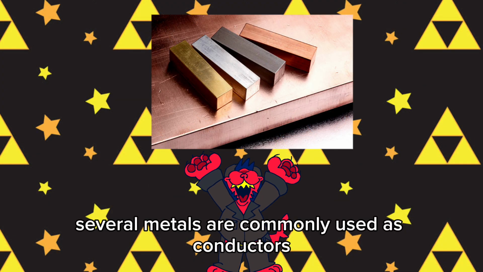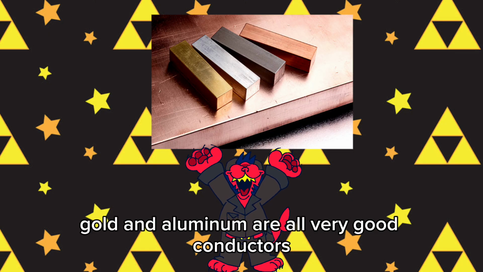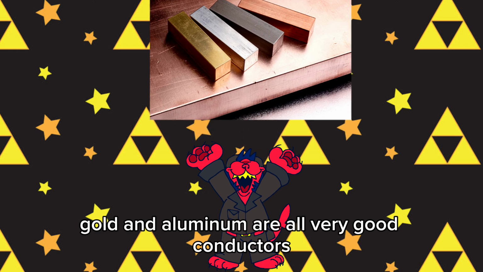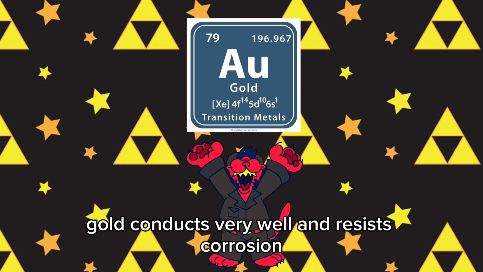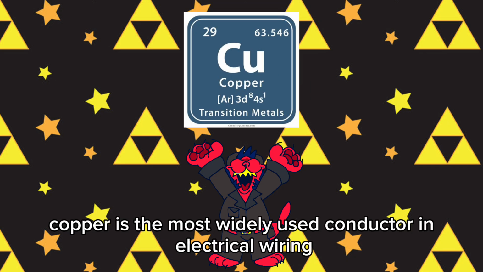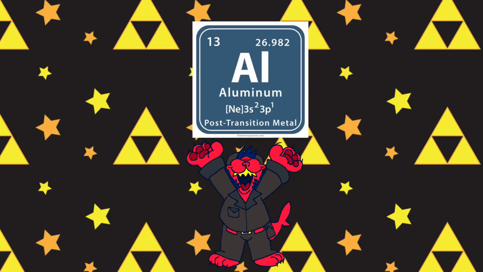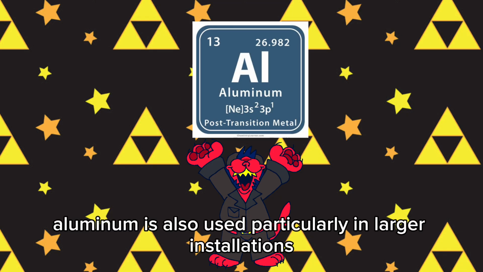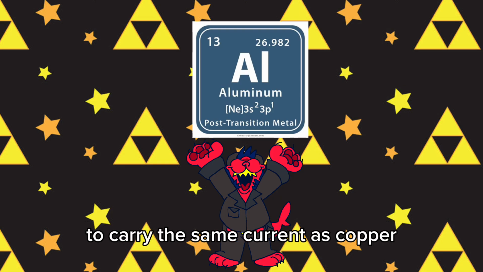Several metals are commonly used as conductors because of their high conductivity. Silver, copper, gold, and aluminum are all very good conductors. Silver is the most conductive, but its price causes it to be less common within the industry. Gold conducts very well and resists corrosion, making it useful in electronics. Copper is the most widely used conductor in electrical wiring because it offers excellent conductivity at a reasonable cost. Aluminum is also used, particularly in larger installations, but it must be larger in size to carry the same current as copper.